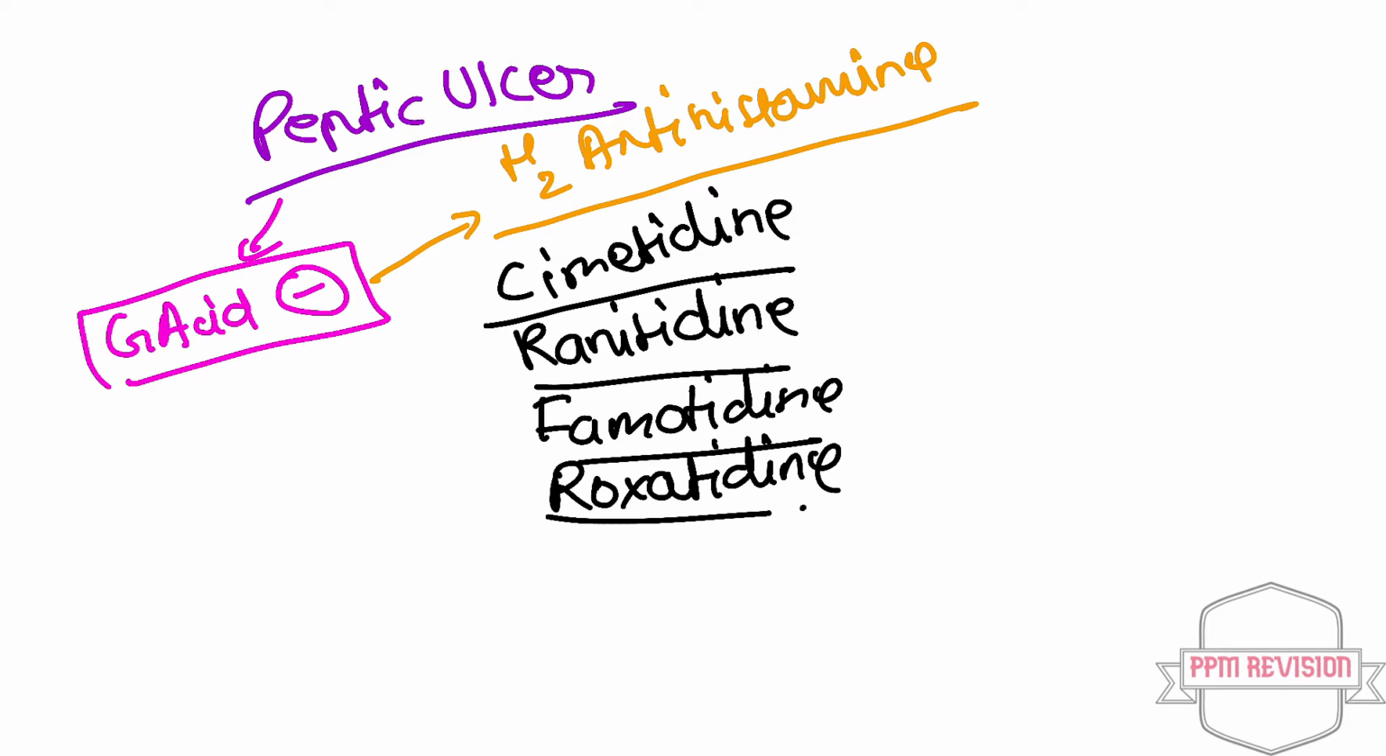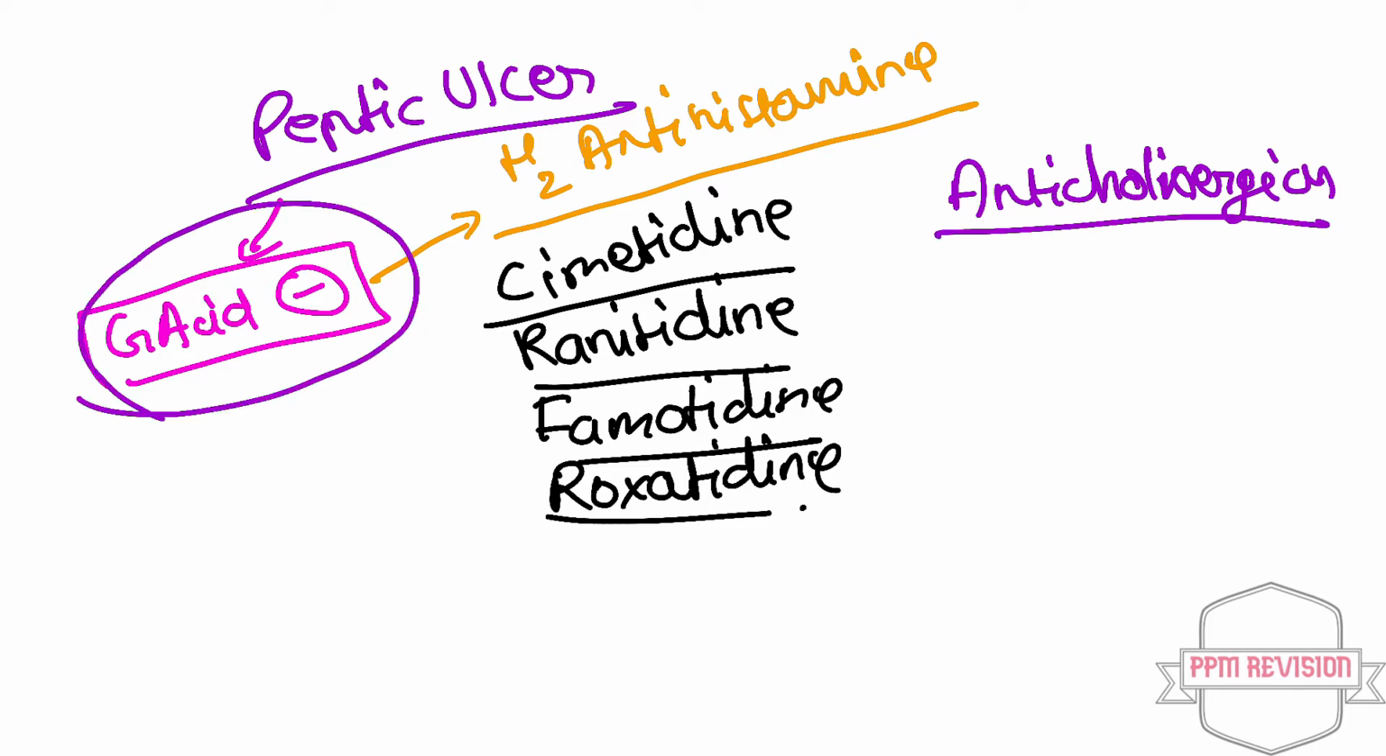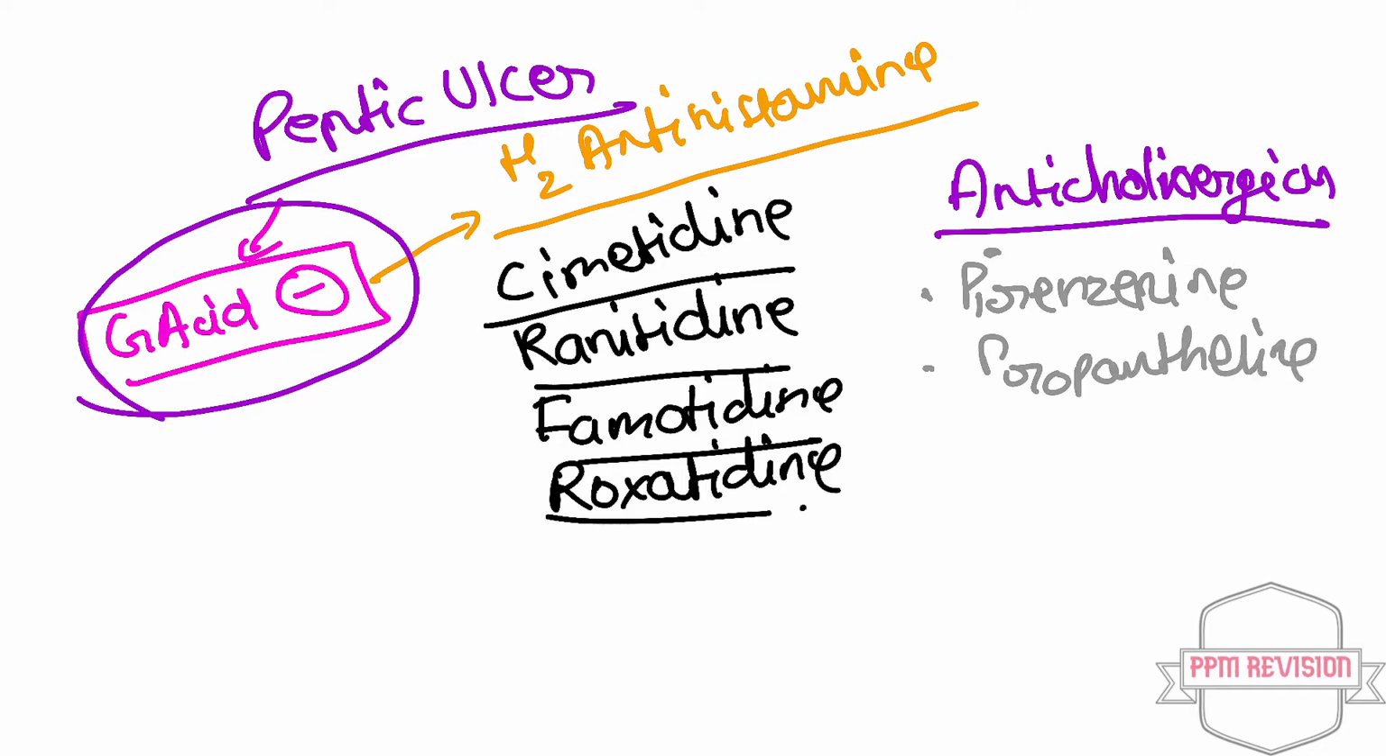There are 4. And then moving on to the next category, there is anticholinergics. All this comes under the gastric acid inhibitors. So under this there is pirenzepine, propantheline, as well as oxyphenonium.